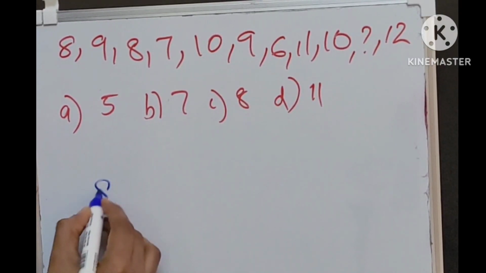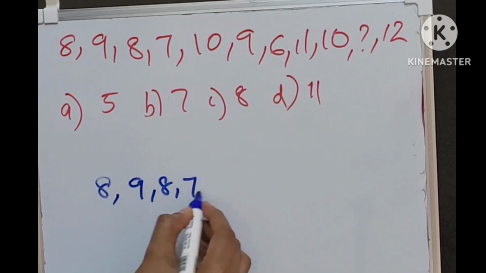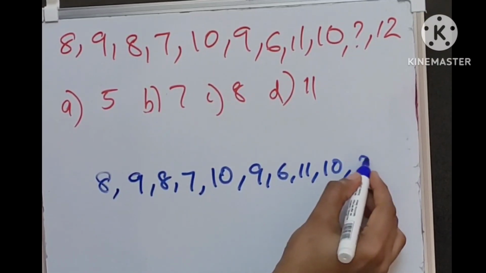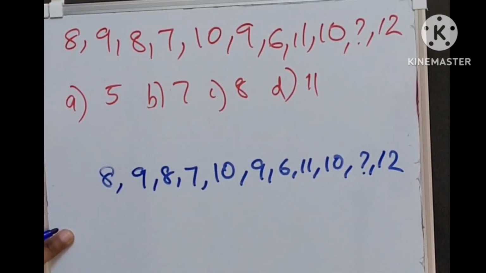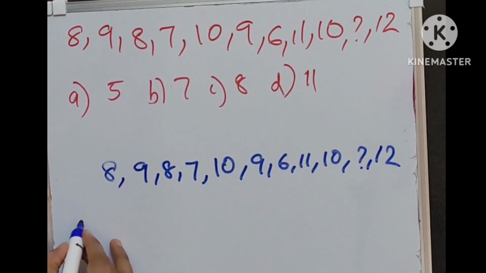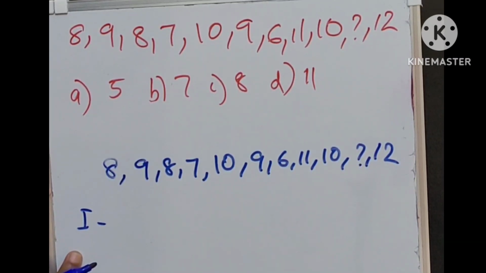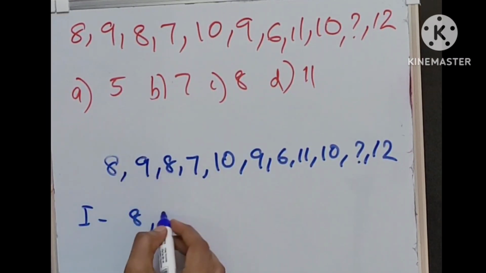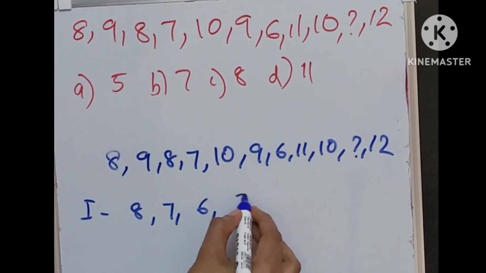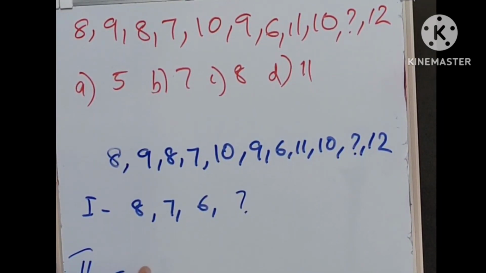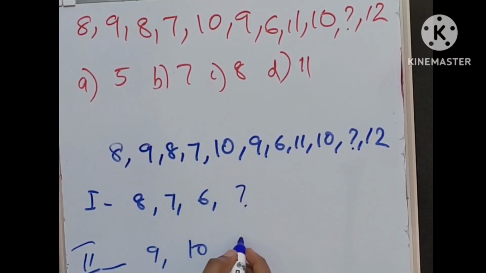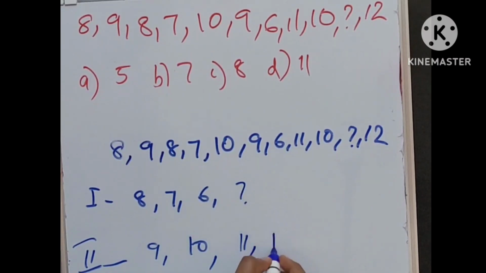One sequence: 8, 9, 8, 7, 10, 9, 6, 11, 10, missing number and total. This sequence is a combination of three series. So, let's see the series one by one. The first series is 8, 7, 6 and the missing number. Then the second series, that is 9, 10, 11 and 12.